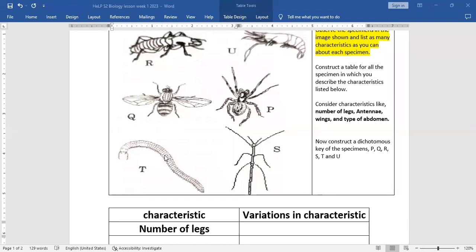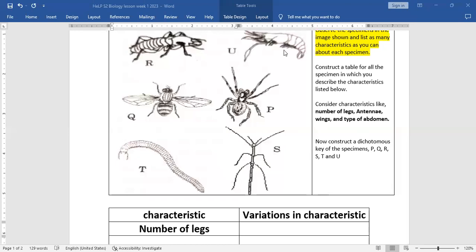Someone who is saying one pair of legs, please correct your answers. For T, we said one pair per segment, but we said we are writing many legs. Many legs. Yes. Okay, so T has many legs. P has 8 legs. What about U?